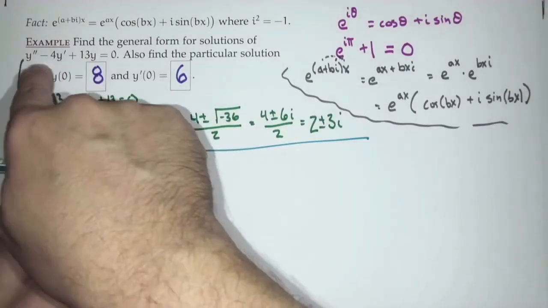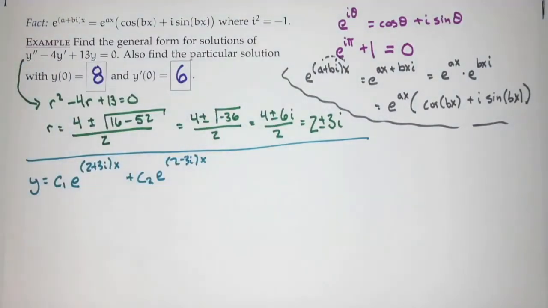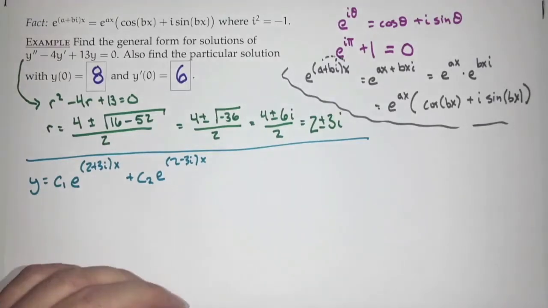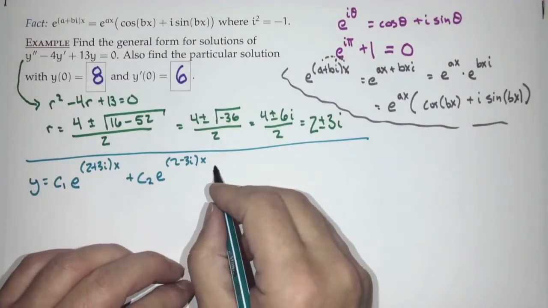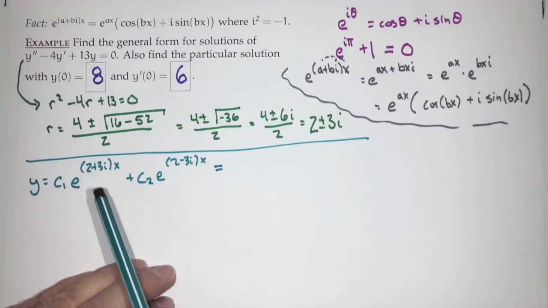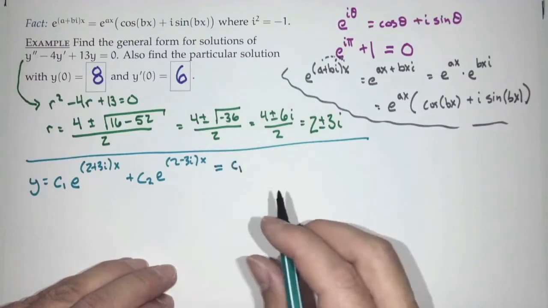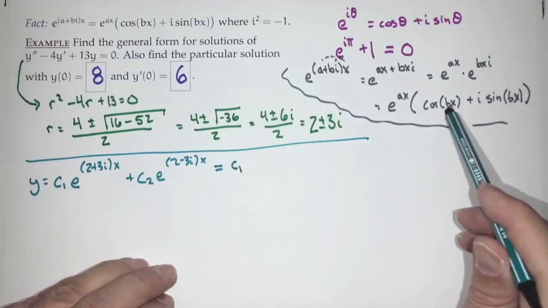Look at our original equation. There was nothing imaginary about that. Why should we have imaginary numbers showing up? So we say, okay, well maybe there's another way to write this. Let's think about it. If only we had a nice fact that would allow us to rewrite something that looks like e to the 2 plus 3i times x. If only we had something nice to help us.